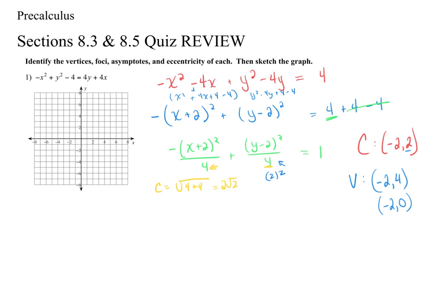And once again, if it opens up and down, my Y value is going to change for my focal points, okay? So for my focal points, I'm going to leave my X the same, go back to my center, and add and subtract my C value. So it's going to be 2 plus the square root of 2, 2 plus 2 square root of 2. I think they left it that way in your answers. And then my X stays the same, 2 minus 2 square root of 2, all right? So I found my vertices. I have found my focal points.